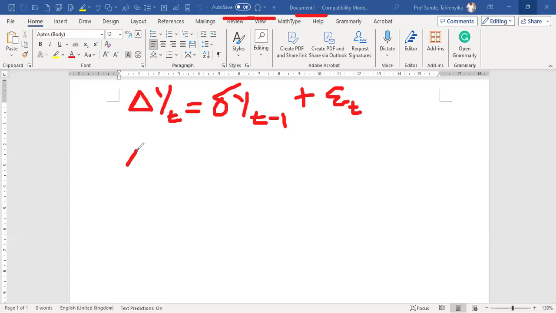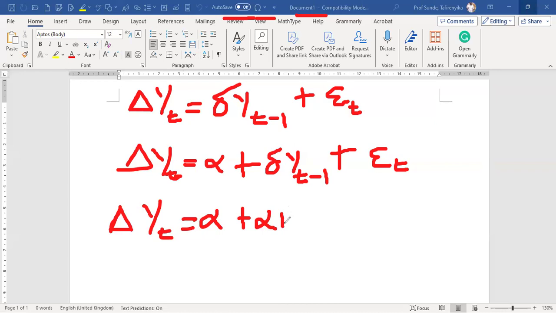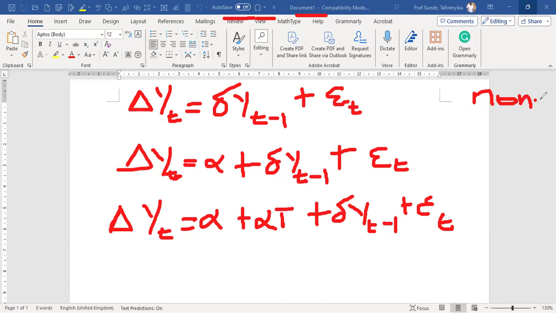So the other equation was change in YT is equal to a constant plus our sigma YT minus one plus a white noise error term. And the third equation is change in YT, just like we did with the Dickey-Fuller, alpha plus alpha one T plus a sigma YT minus one plus a white noise error term. So this is the equation without constant and trend. This is the equation with constant, or the model with constant. This is the model with constant and trend.